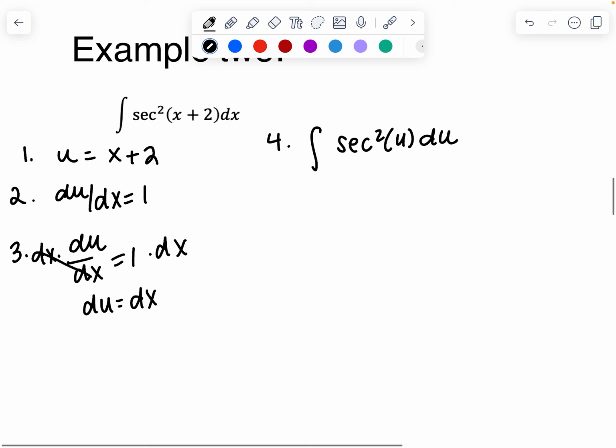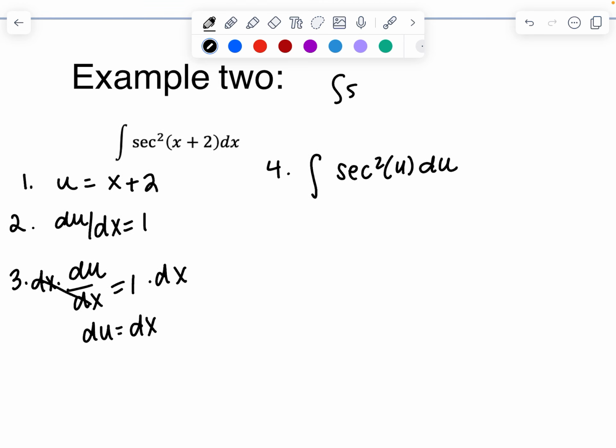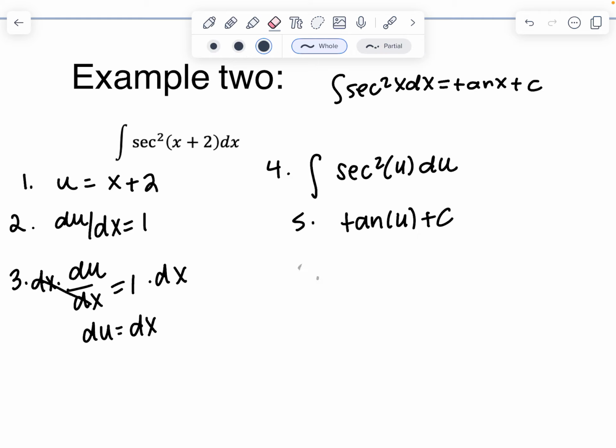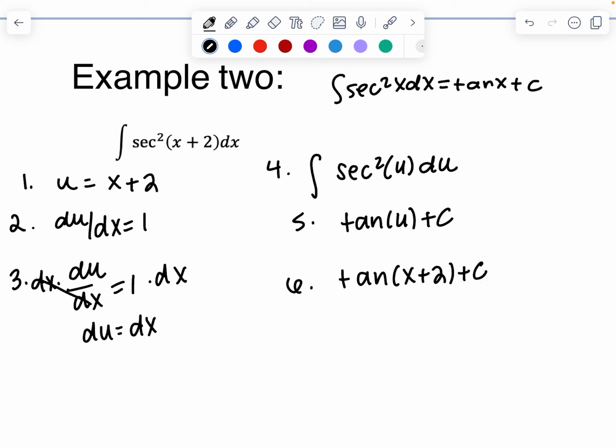Now I'll take the antiderivative, and just a reminder up here, the antiderivative of secant squared x dx is going to be tangent x plus c. So we're using u's this time instead of x's, but this answer is going to come out to tangent of u. Don't ever forget that c value if we're doing indefinite integrals. And then my final step, so that was my integral step, is to substitute things back in. So I will get tangent, my u is x plus 2, so I'm replacing that, and I'll get plus c. So that is my answer for this one.